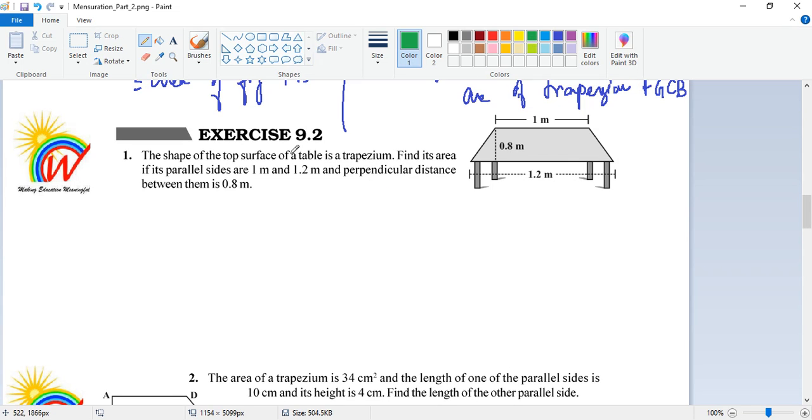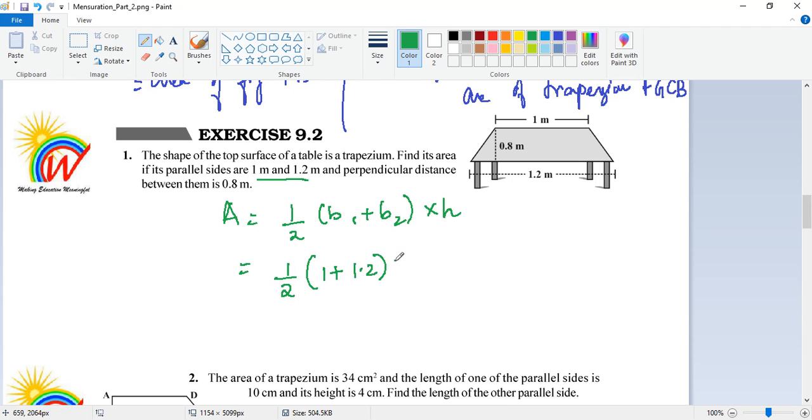So look at this. The shape of the top surface of table is trapezium. So they have given that this is a trapezium. Find its area if its parallel sides are 1 and 1.2 meters. So that's all given to you, and the perpendicular distance is given as 0.8. So area of a trapezium is half times b1 plus b2 into height. So this was the formula we used. So we have to use this formula, half 1 plus 1.2 into 0.8.